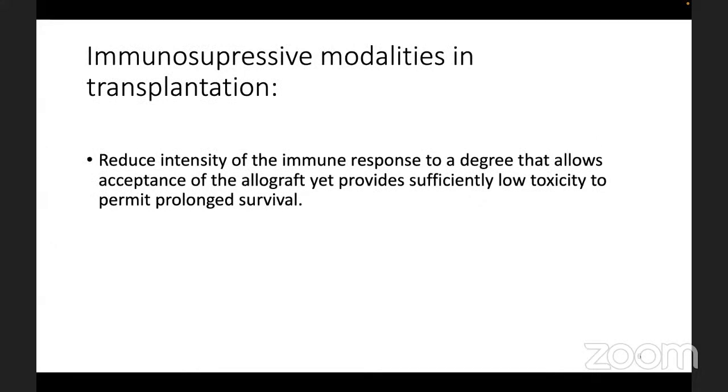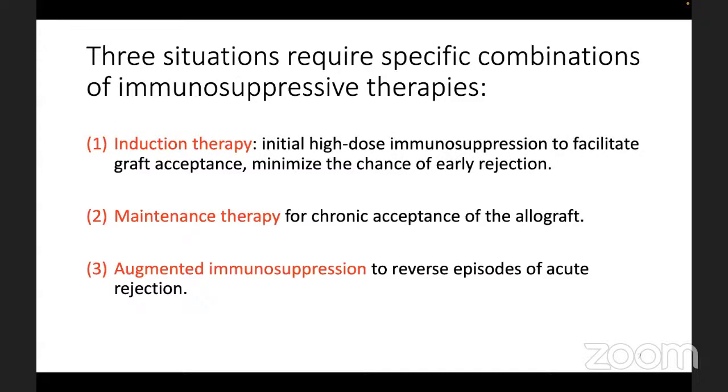For the immune suppressive modalities in transplantation, they reduce the intensity of the immune response to a degree that allows the acceptance of the allograft, yet provide sufficiently low toxicity to permit prolonged survival. So that's the whole concept of immune suppression. We'll discuss three situations requiring a combination of immune suppressive therapies.